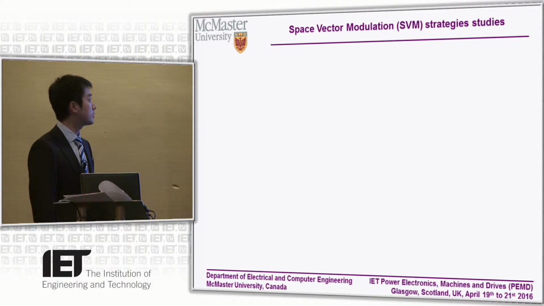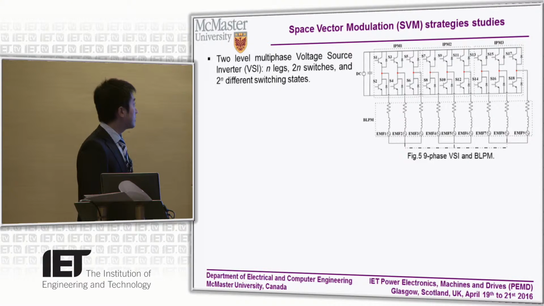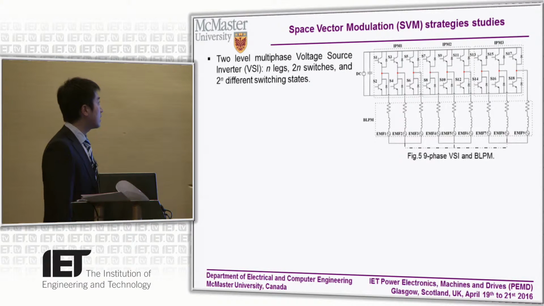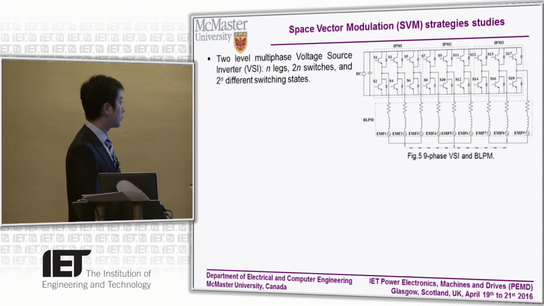The space vector modulation strategy studies. In a two-level multi-phase voltage source inverter, if there are n legs, there are 2 times n switches and 2 to the power n different switching states, corresponding to 2 to the power n possible voltage vectors.